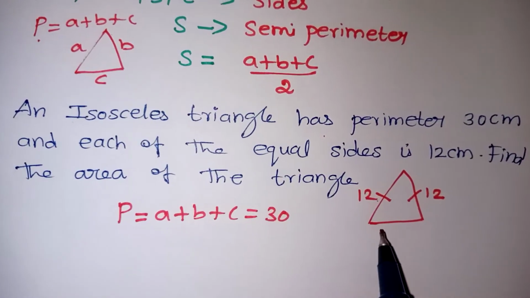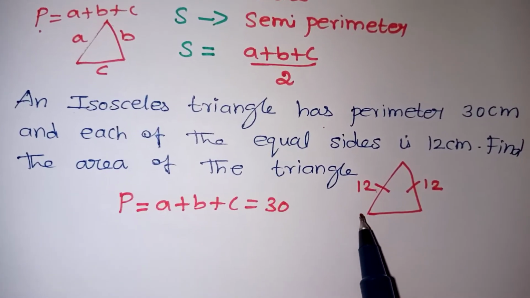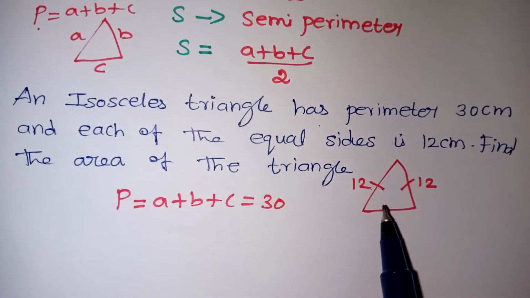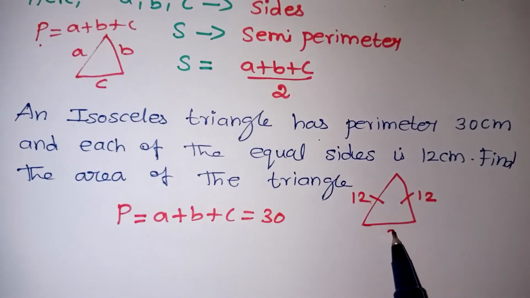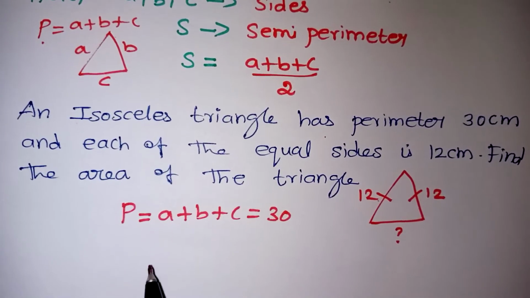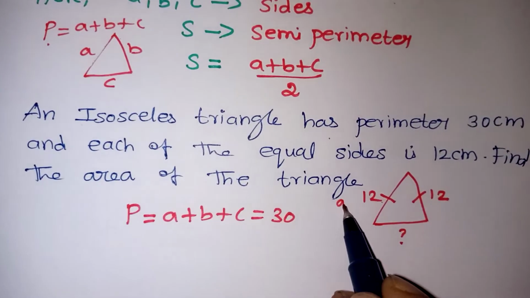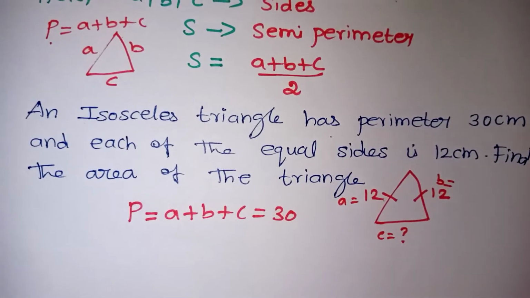Now, finding the area of the triangle is our question. So to apply Heron's formula, we need all the three sides of the triangle, but here only two sides have been given to us. We need to find the third side. For that we can apply the perimeter value here. Now let us take this as our a value and this as our b value, and the c value is a question mark. We are going to find it now.